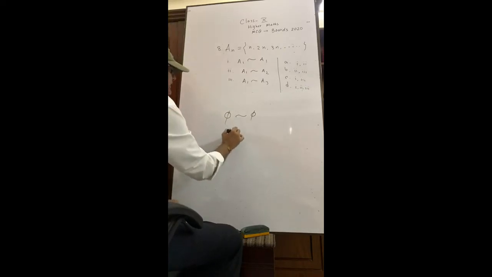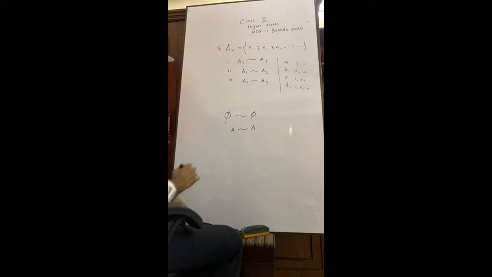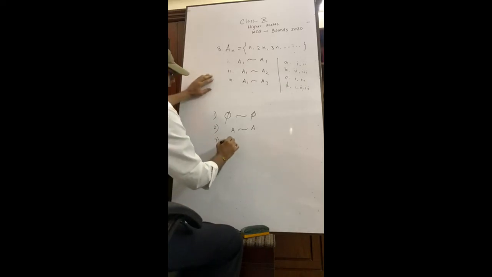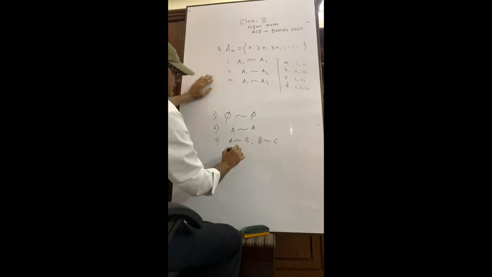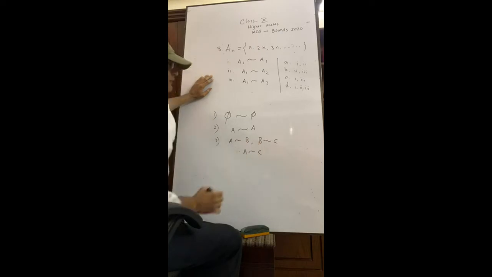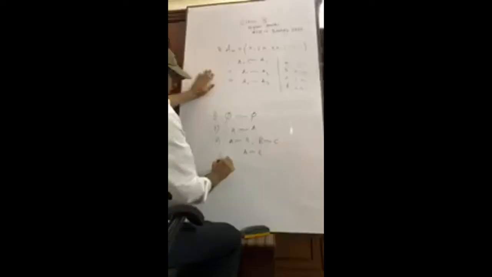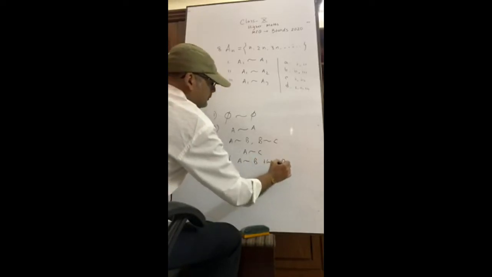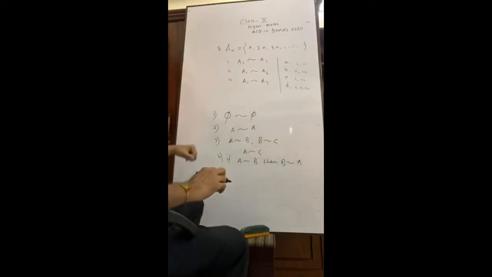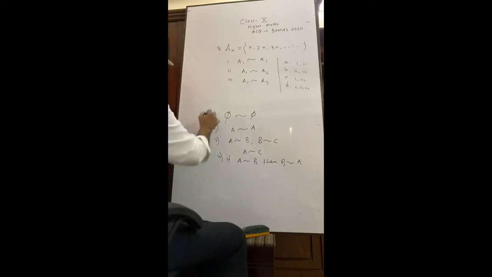Suppose A is a set. It is also equivalent to A. This is number 1, this is number 2. Number 3, suppose A is equivalent to B, B is equivalent to C. Therefore, A is equivalent to C. Number 4, if A is equivalent to B, then B is equivalent to A. All of you are required to get all those 4 items.